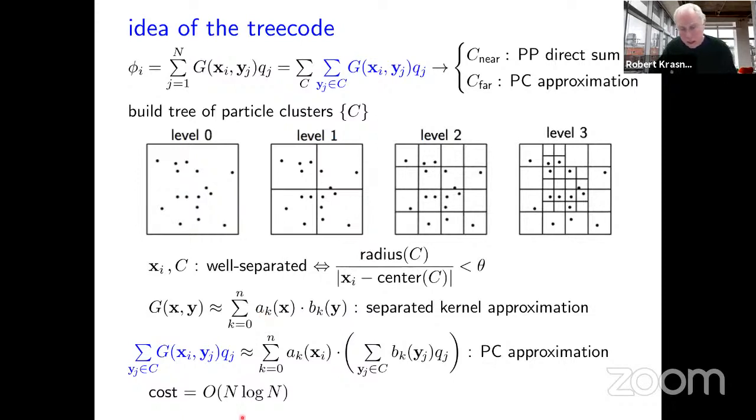What I'll say is that the n over here, that factor, is just the number of target particles. We need to do this for every target particle. And every target particle interacts with clusters at different levels of the tree. And in general, there are log n levels of the tree. So that's heuristically where this comes from.